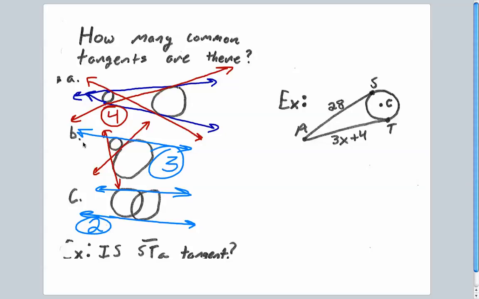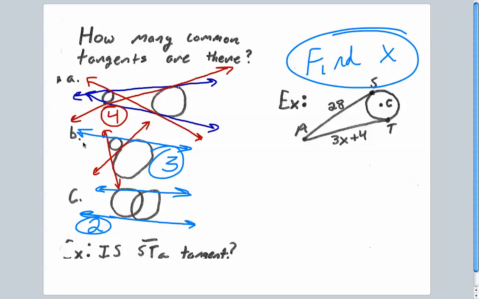Okay, that's it. Now let's move over to the example to the right. In this one, I want to find x, as usual. That's our goal. I know that if AS is tangent to circle C and so is AT, then these segments must be congruent. That's my last theorem on the other page. So to find x, I say 3x plus 4 equals 28.